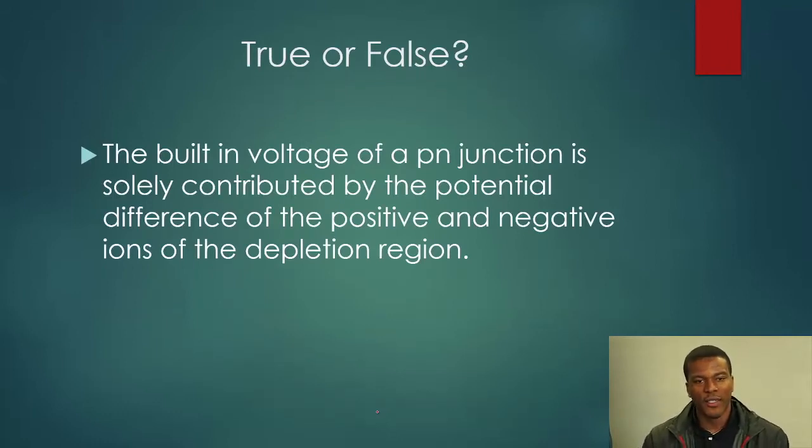True or false? The built-in voltage of a p-n junction is solely contributed by the potential difference of the positive and negative ions of the depletion region.